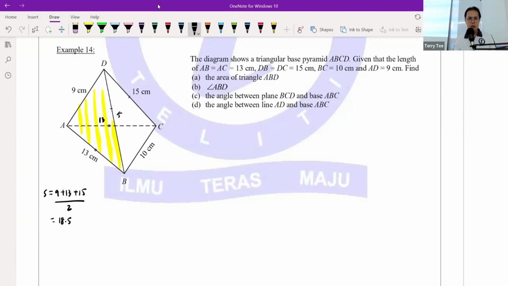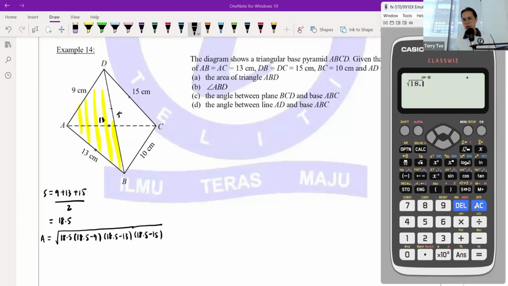Okay, so let us use this Heron's formula. Put the square root over. Okay, right now, square root. Start with 18.5. Take the difference between 18.5 and 9, 18.5 and 13, 18.5 and 15. I'm gonna put 18.5 here, plus square root, answer minus 9, answer minus 13, answer minus 15. Okay, 58.17. Correct?